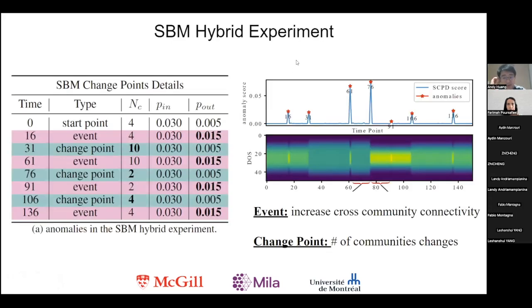So first, I will get started on the plot that we saw before. This is the standard evaluation setting for change point detection in temporal graphs, where we are looking at the SBM model, and the changes that we planted have both events and change points. The events are just increased cross-community connectivity, so we see a lot of cross-community edges, and the change points are the number of communities that would change, as we saw before.